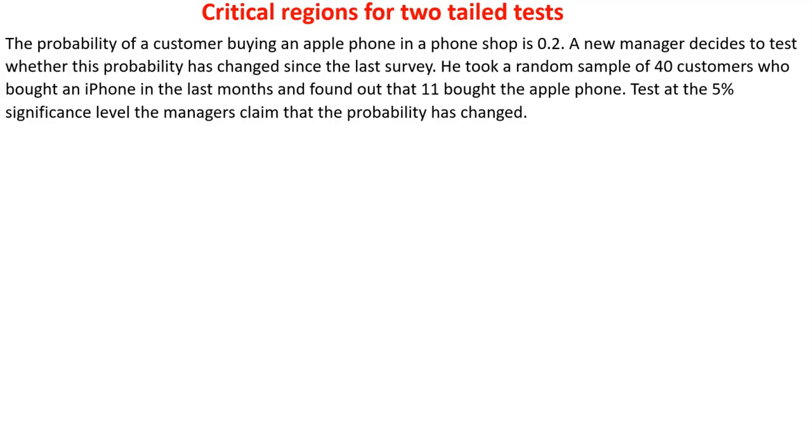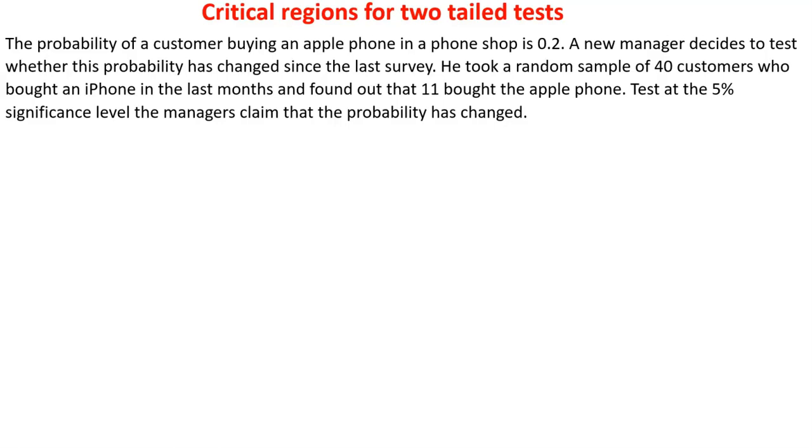In this video we will look at how to find critical regions for a two-tailed test. And the best way to start is by looking at an example. So you can pause the video, read the question, and then we'll start doing it together.